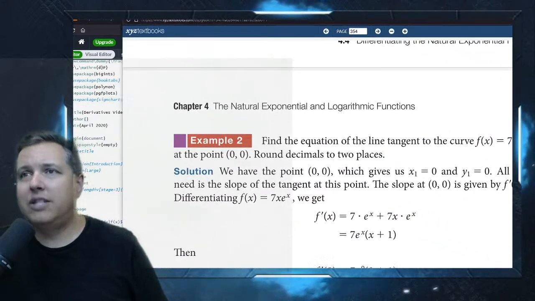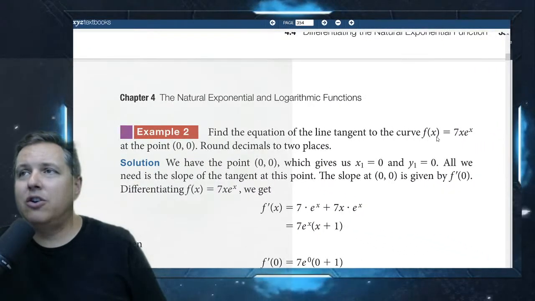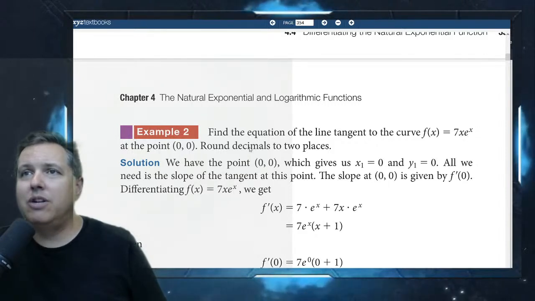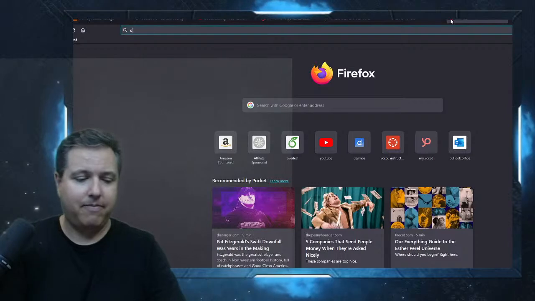All right, let's do this one since it's been a while. Find the equation of the line tangent to the curve f of x equals 7x e to the x at the point 0, 0, rounded to 2 decimal places. Okay, so let's take a look at what that would look like on the graph.